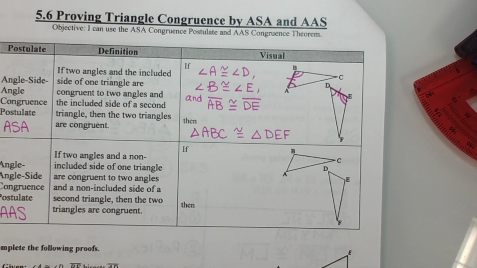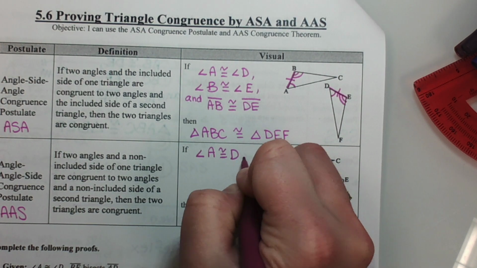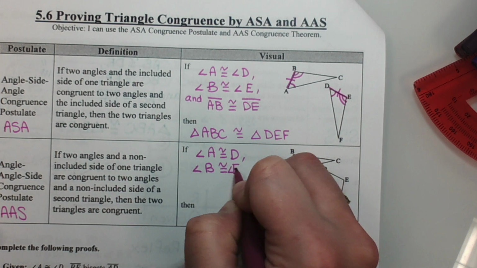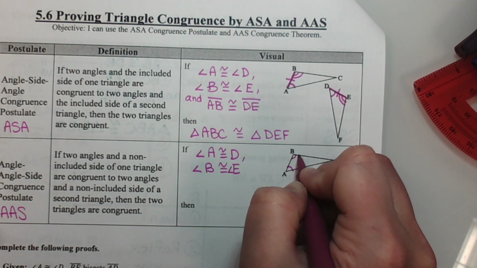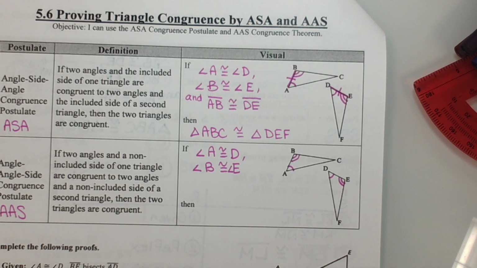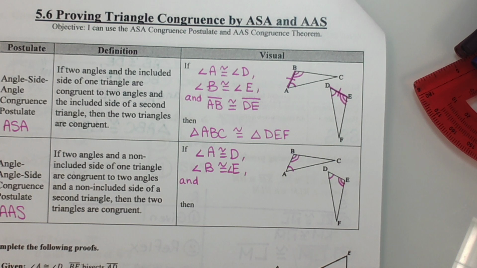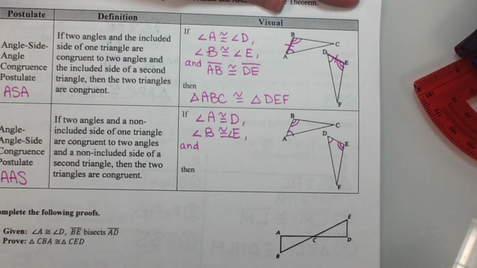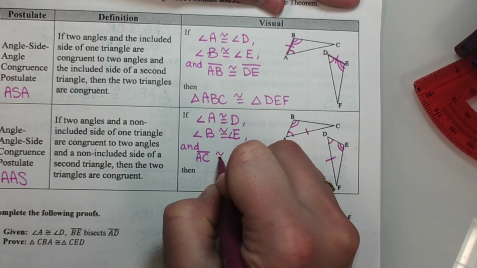Angle angle side starts very similarly. Angle A is congruent to angle D. Angle B is congruent to angle E. It's still two pairs of angles congruent, and I'm going to choose in this to show you that it's the same two. The difference being the side length that's congruent is not the one between them. It's not AB and DE. It's either of the other two that it can be. I'm going to make it AC and DF for the sake of our notes.